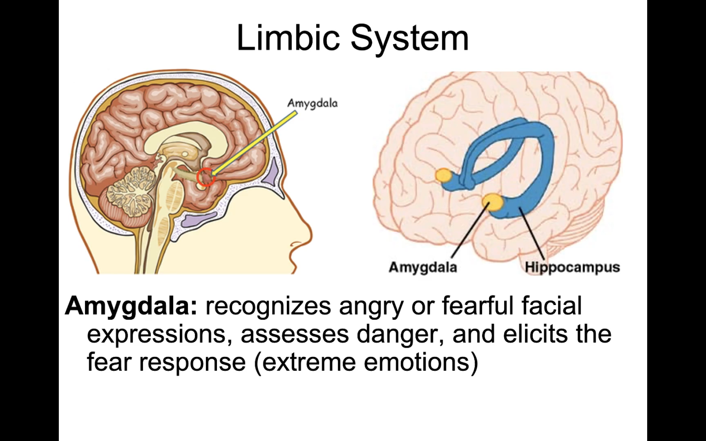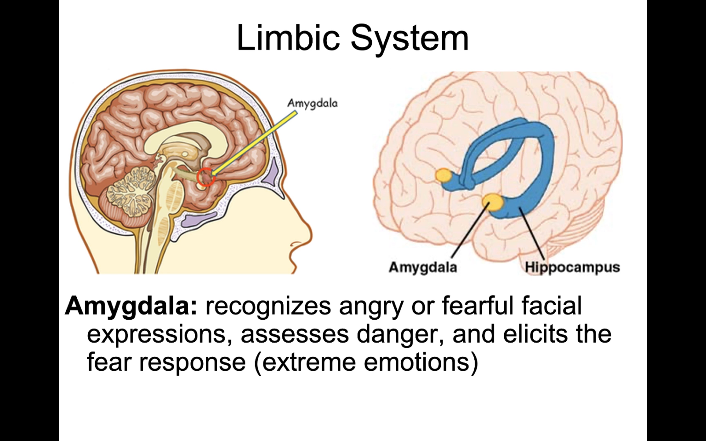Okay, so hippocampus. There's another structure called hippocampus. There's this structure that looks like a pea called amygdala. And this amygdala is responsible for really extreme emotions. So for example, anger or fear. So really, really extreme emotions.